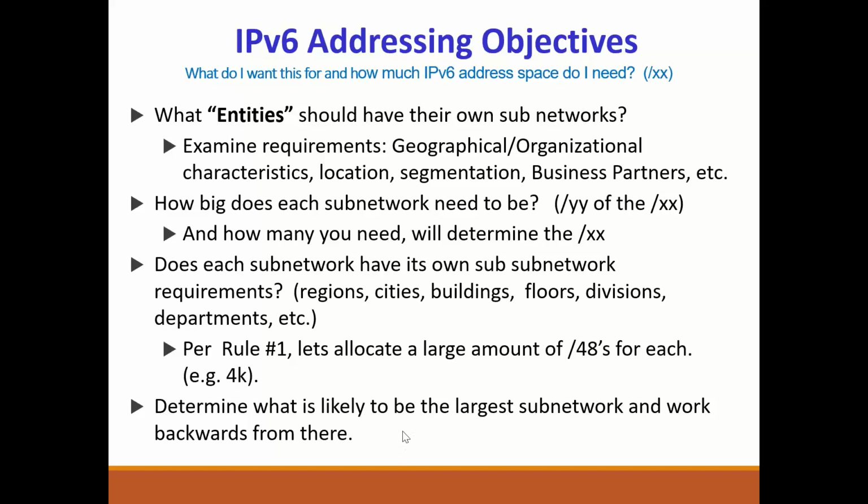So when you do break it down into your YYs or your subnetworks, each of those, and let's say that's a division or a subsidiary, they're going to have their own regions, cities, buildings, floors, departments, etc., more than likely as well. So we need to break it down for them. So here's our first reference back to a rule, and that was rule number 1. We want to allocate a whole bunch of /48s for that subnetwork. So let's assume that that's the case, and that's what we learned last week.